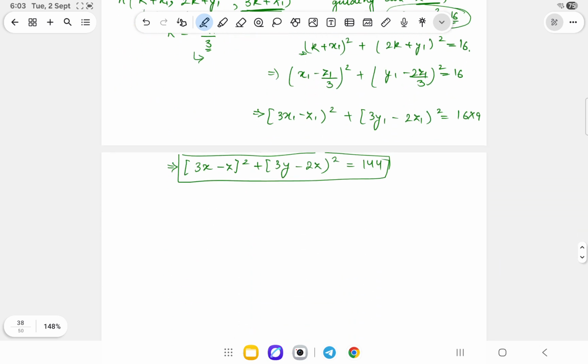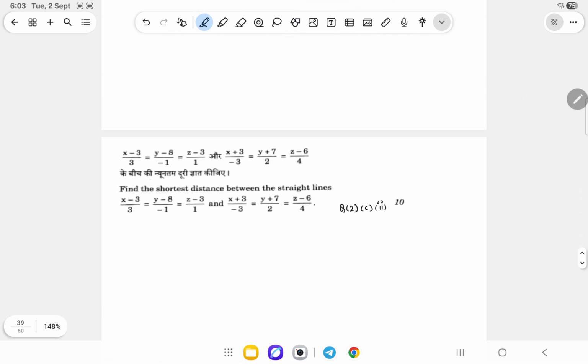You can simplify it by opening the whole square using the a square plus b square plus 2ab formula. So let's move on to the next question.